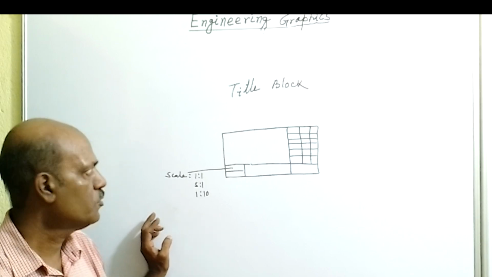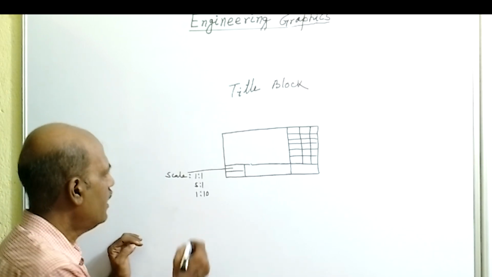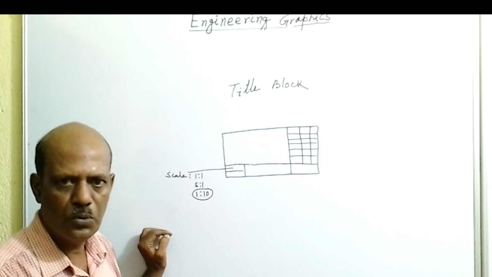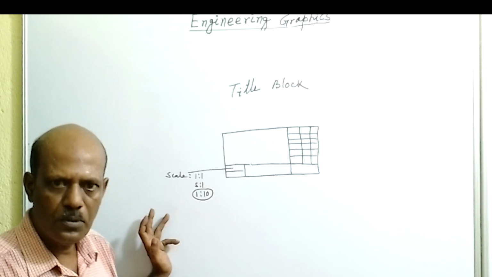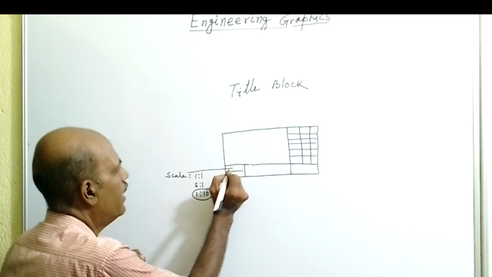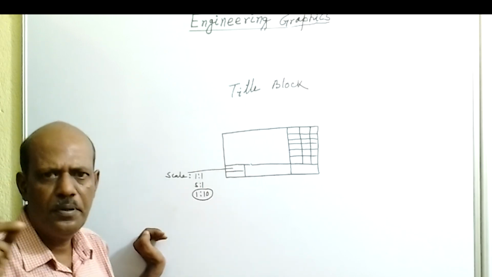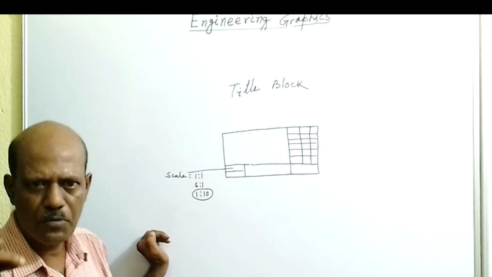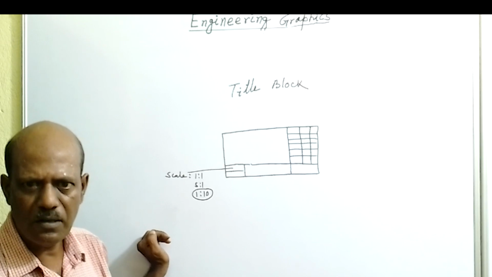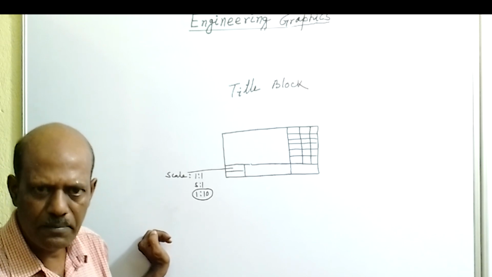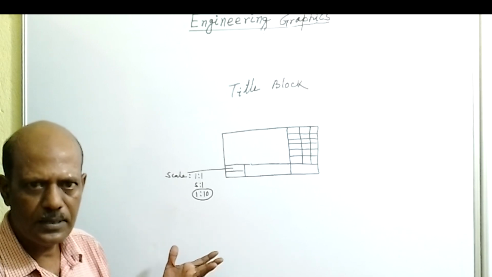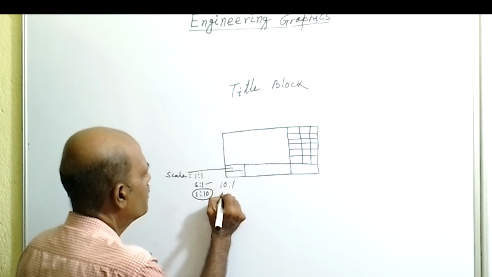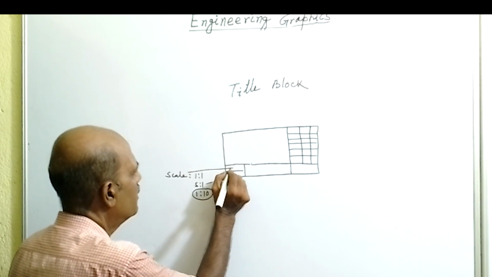If it is a very large object, then we have to use the reduced scale, say 1:10 or 1:2 or 1:2.5 or 1:1000. And if the object is very small, then if we draw its projections, it is not possible to read the drawing. So the object is drawn on a very large scale, say 5:1, 10:1 or 100:1. This information will be written here.